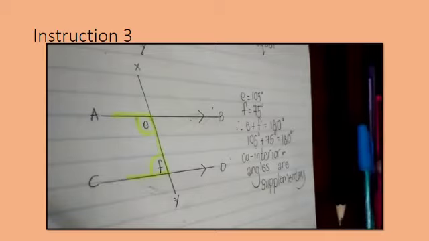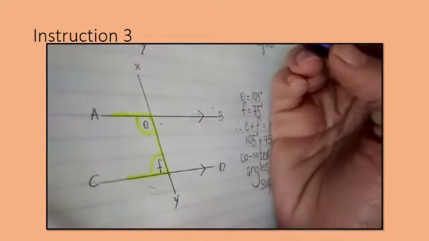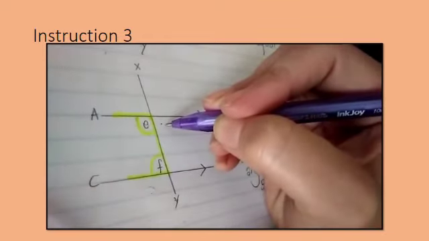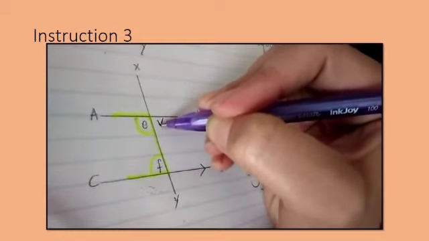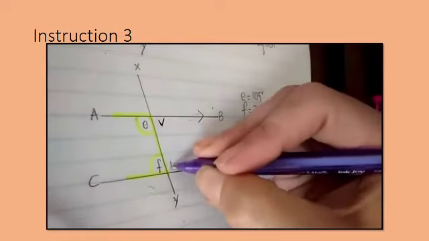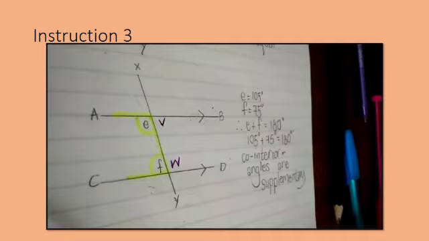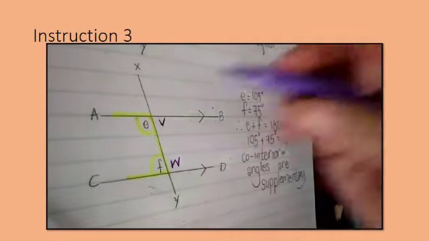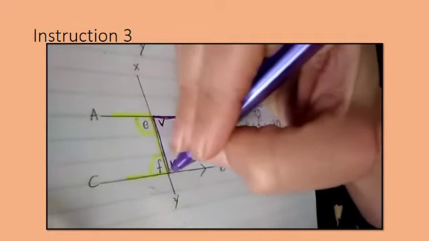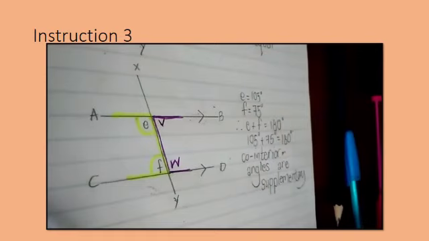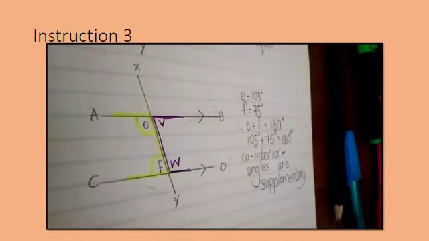And the other pair of angles I can identify is on this side. That's the only two other angles. So let's call that V and W. Okay, and they also form the U, but also turned sideways. It always just depends on what direction the parallel lines are facing as to whether it would form a U sideways or the right way up.